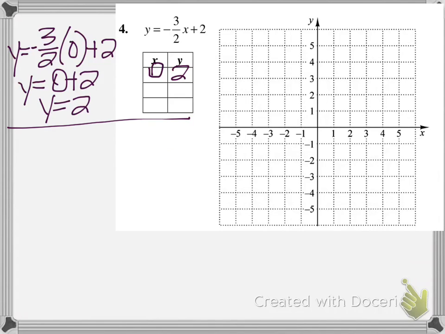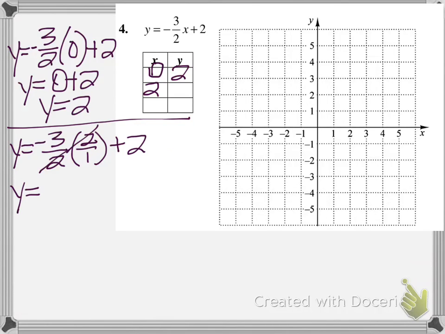Again, I'm dealing with a fraction of multiplication, and since my denominator is 2, I want to pick x values that are divisible by 2. So let's just pick 2. Now y equals -3/2 times 2, and then we still have that plus 2 on the end. So I'm going to multiply. That's going to leave me with -3 plus 2. So y is going to be -1. When I plug in 2, I get -1.